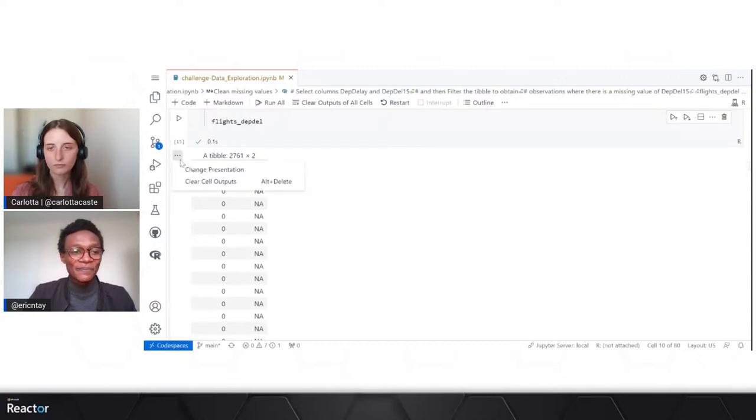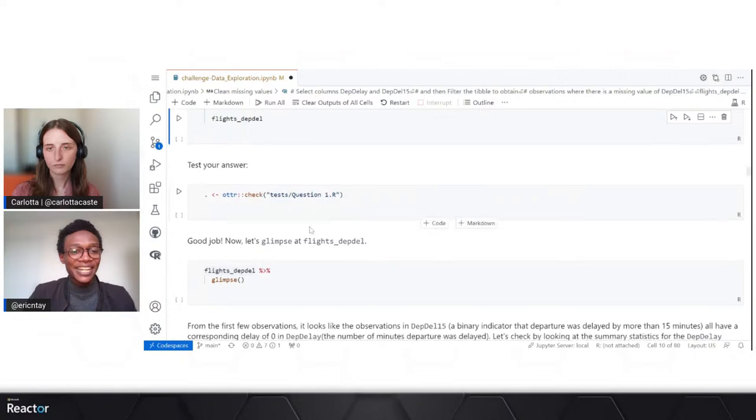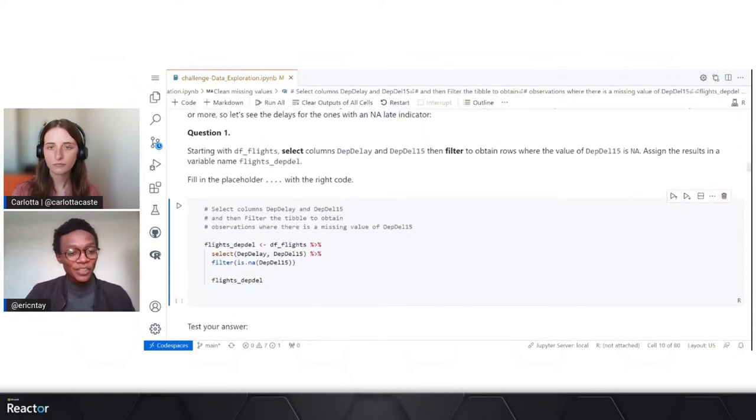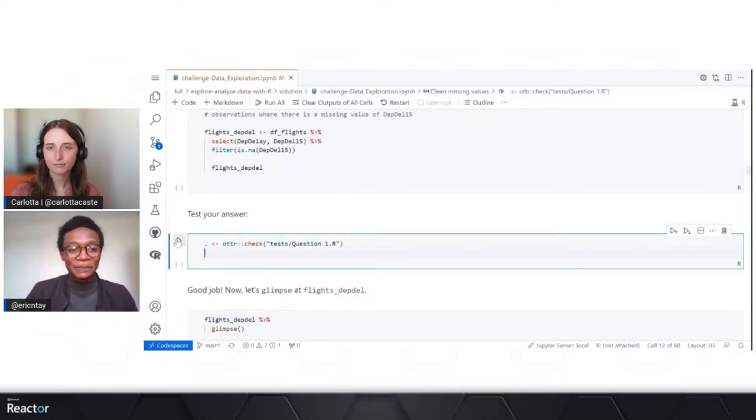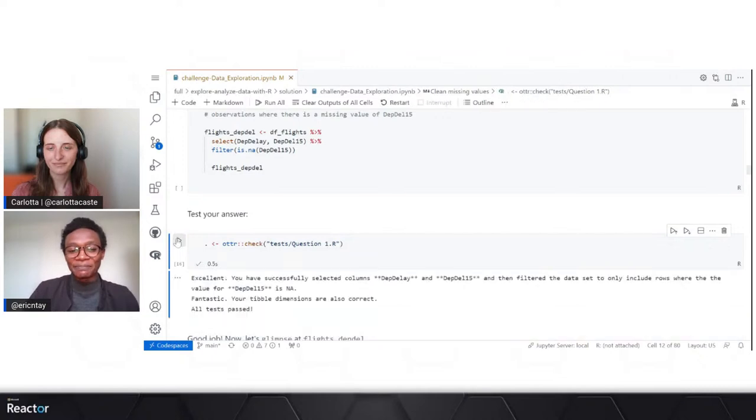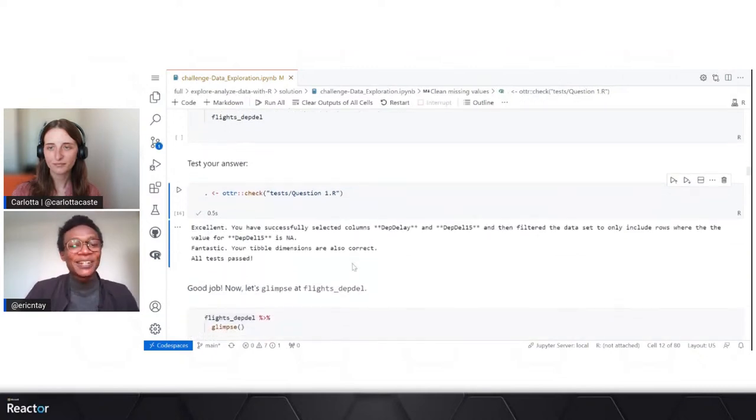So let's clear this output. And the good thing is that this notebook has a code chunk powered by an autograder solution known as Otter. Otter allows you to check whether your answers are correct or not, and provides good feedback on where you might have gone wrong. So let's see whether we have done it correctly. And yes, we have successfully selected departure delay and departure delay 15 columns and filtered where we have a missing value.